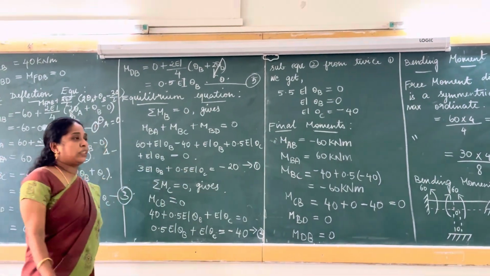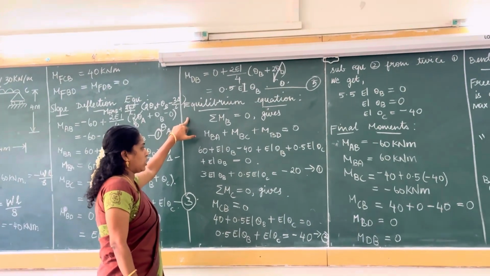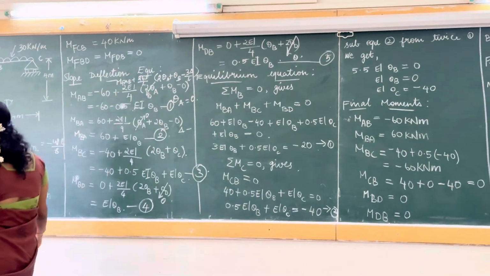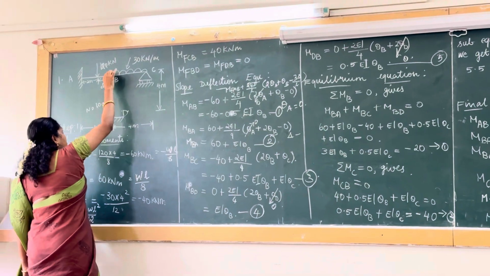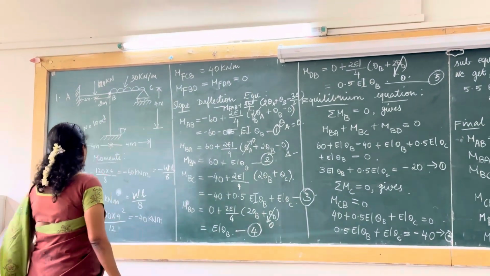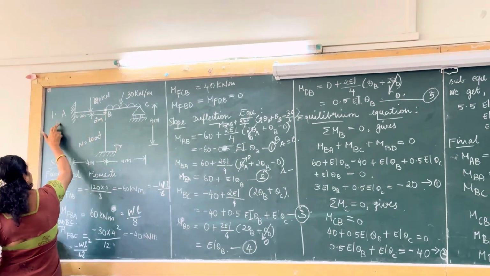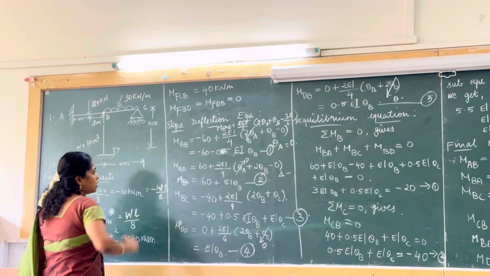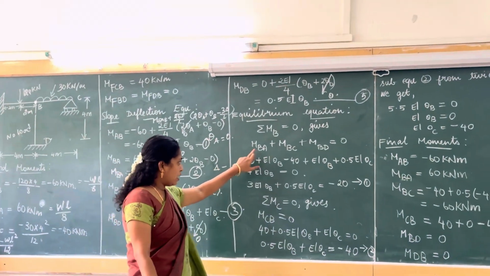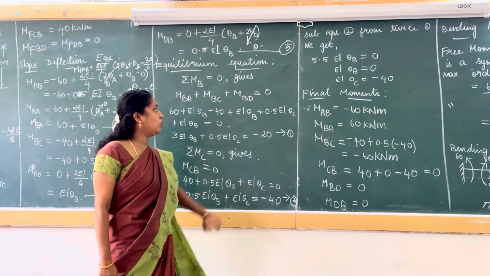So step 3, we need to calculate the equilibrium equations. Here we have the joint B, which is a hinged joint. In the hinged joint we have 3 members: one is BD, another is BA, and the third is BC. So the moment of BA plus the moment of BC plus the moment of BD is equal to 0.